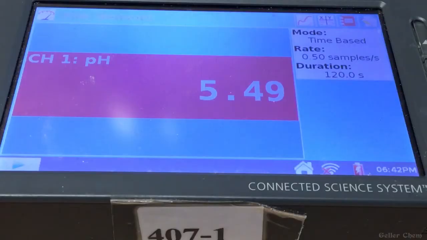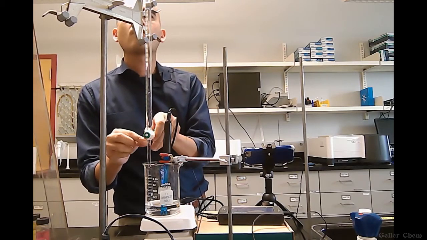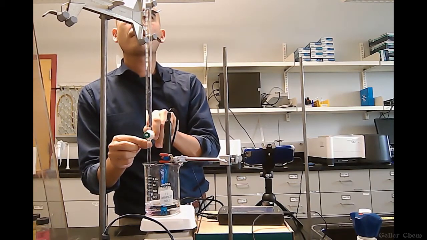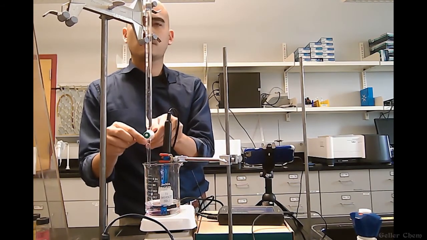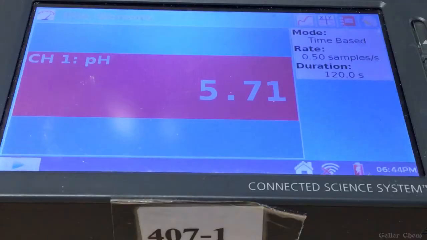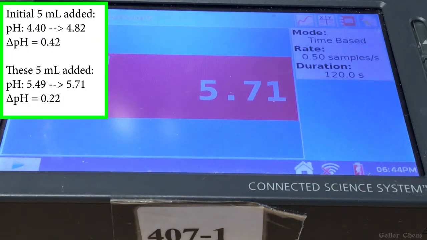So let's quickly look at the pH. The pH is now at 5.49. And let's see how much it changes when I add another 5 milliliters of strong base. And now look at the pH. It's only risen to 5.71. So the pH has changed by a smaller amount than before, even though the volume of base added was the same.